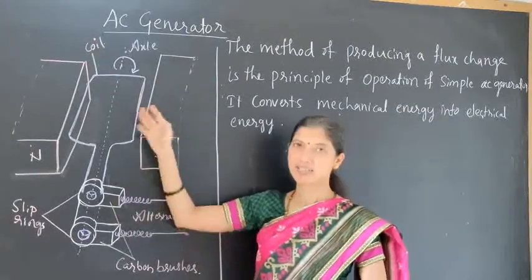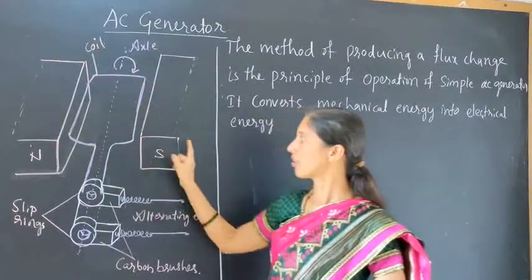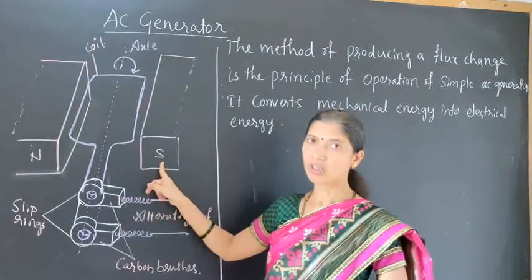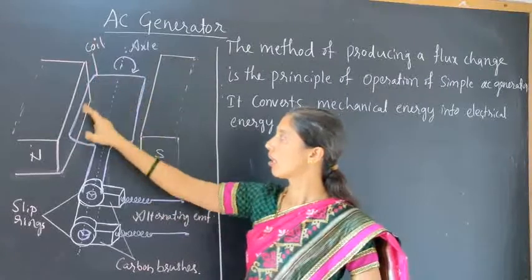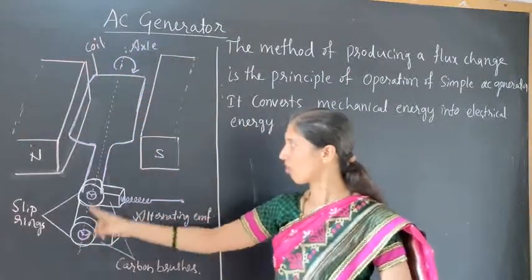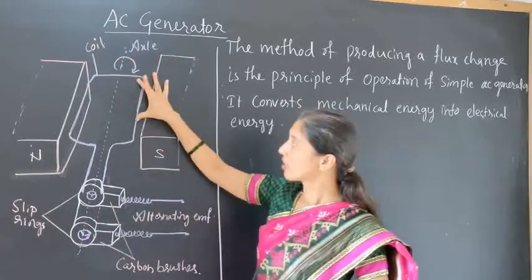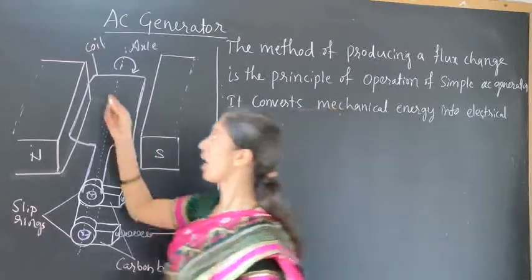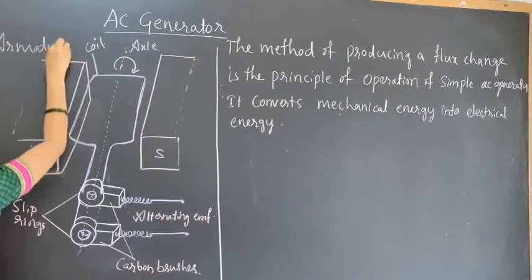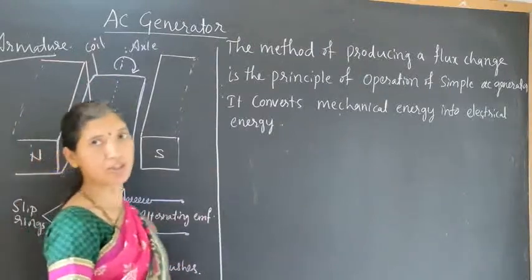Now, what does it consist of? The AC generator consists of two magnets, north and south pole, and in between the magnets a coil is there. This is the coil and this is the axle of the coil, and it rotates like this. Now this coil is also called the armature.